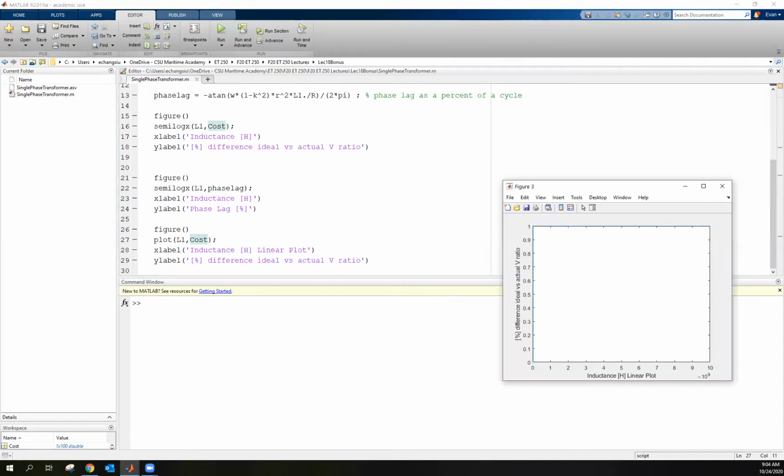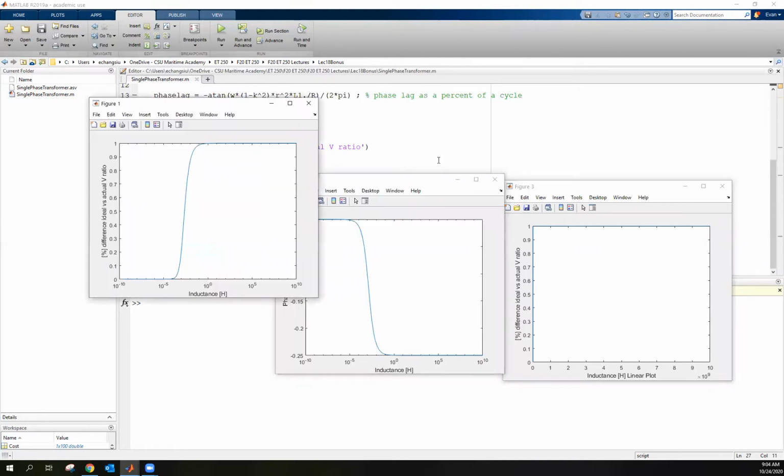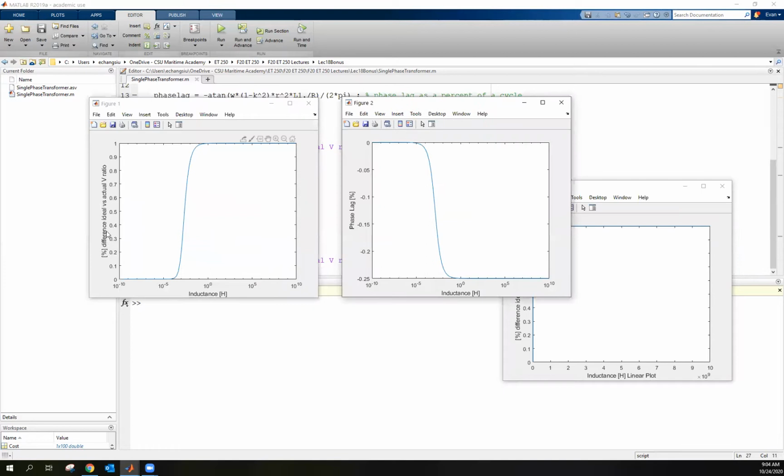All right, so let's look at these 3 figures. Okay, so the first figure is showing what? It is showing the percent difference between ideal and actual voltage ratio for inductance. So these are all different, very small inductances to very large inductances. And I want 0. I want something as close to 0 error as possible. Okay, so that could be somewhere around here. All right, and you can see I can click a point and look at this, 0.001. I can just shift the dot, 0.0001.